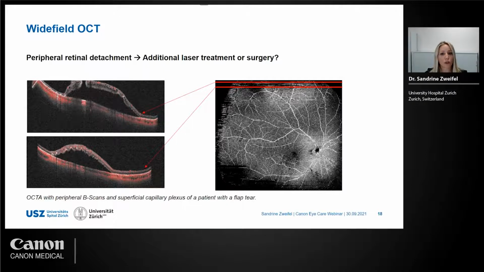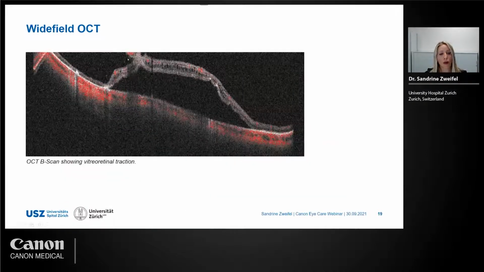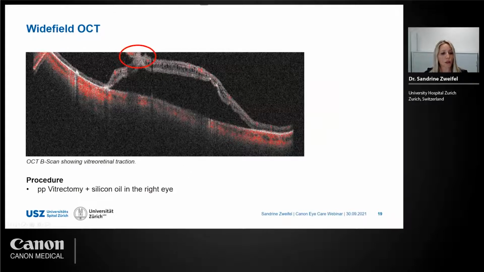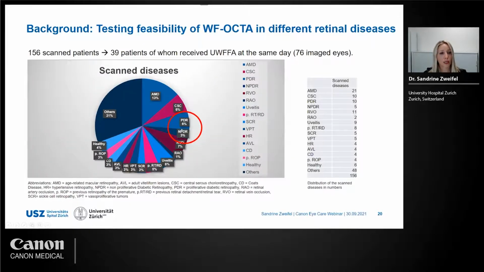And when you look a little bit more carefully, as also nicely shown by Professor Stanga, you can see here that there is still some traction. So this is a tractional detachment. The vitreoretina is attached. And in this patient, we did vitrectomy and the eye was filled with silicone oil. Let us focus now on diabetic patients.